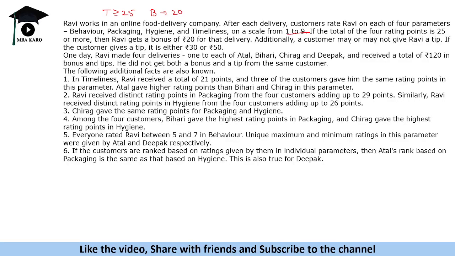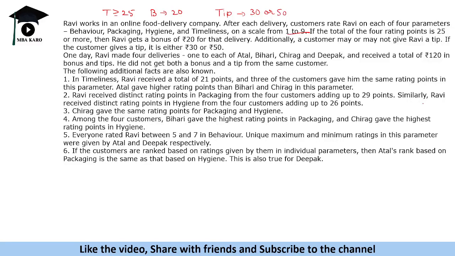Additionally, a customer may or may not give Ravi a tip. If the customer gives a tip, it is either 30 or 50. So the person can get additional things, like tip will be equal to 30 or 50. One day Ravi made four deliveries to these four people: Atal, Bihari, Chirag, and Deepak, A B C D, and received a total of 120 in bonus and tips. He did not get a bonus and a tip from the same customer. So how can these things be structured?